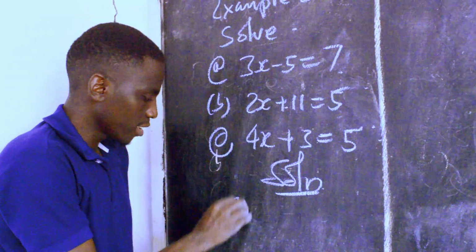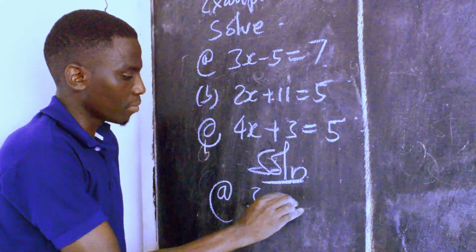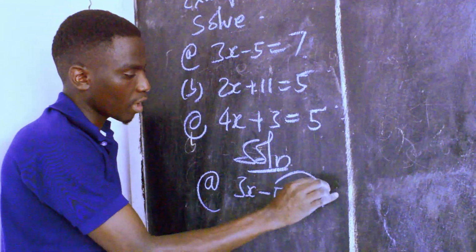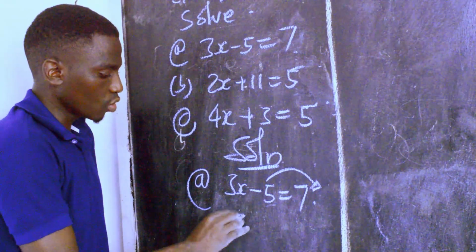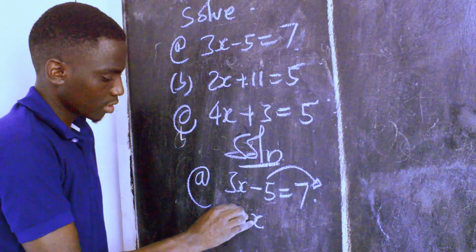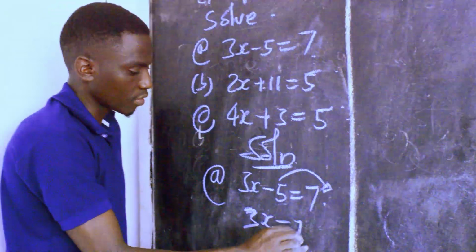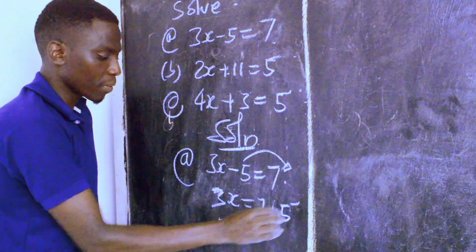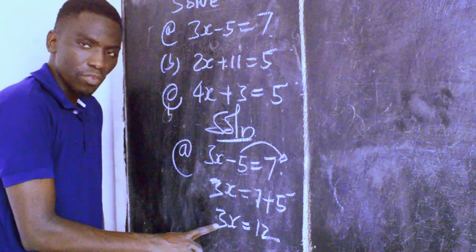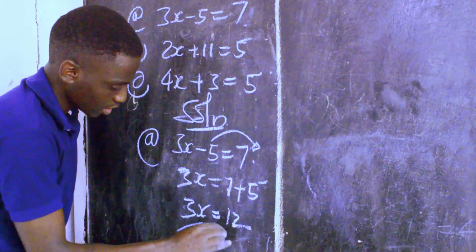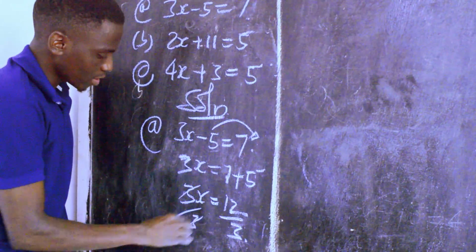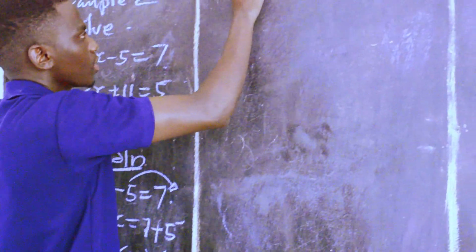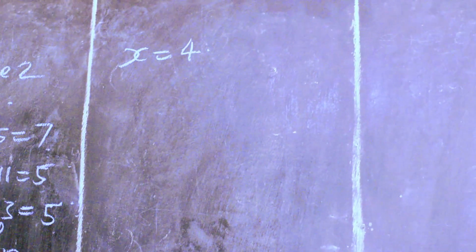So A here you have 3x minus 5 is equal to 7. This 5 here is negative. Once it comes on this side, it becomes what? A positive. So we have 3x is equal to 7 plus 5, which gives 12. So to get the value of x here, you divide by 3 on both sides. 12 divided by 3 you get 4. Therefore, x will be equal to 4.